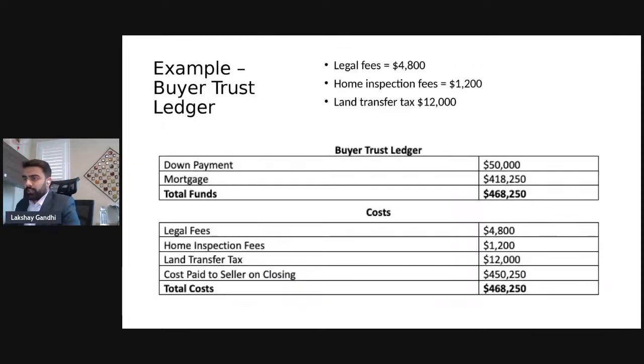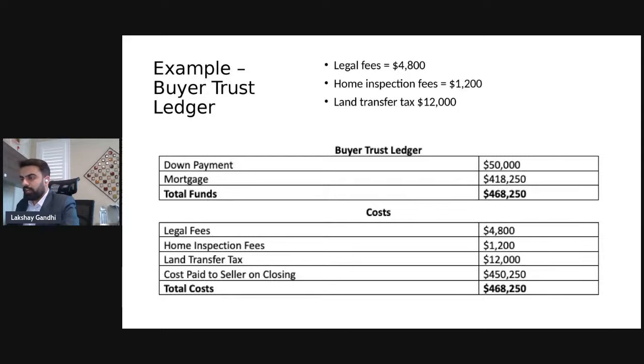In the next slide, what I'm trying to show here is, in the previous slide, I had the statement of adjustment and the trust ledger side by side. So if you wanted to just look at the trust ledger, this is how it would technically look like: a legal fee of $4,800, home inspection of $1,200, and a land transfer of $12,000 gets added to the cost when you are doing closing.